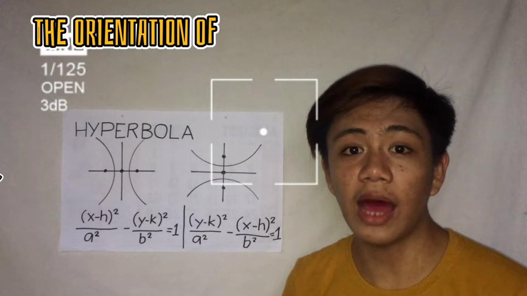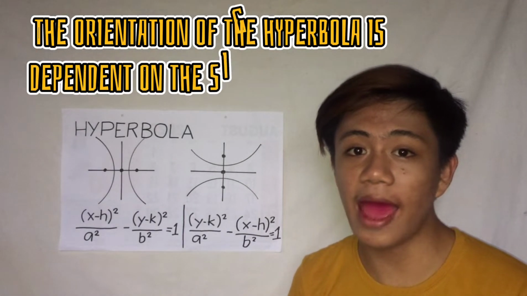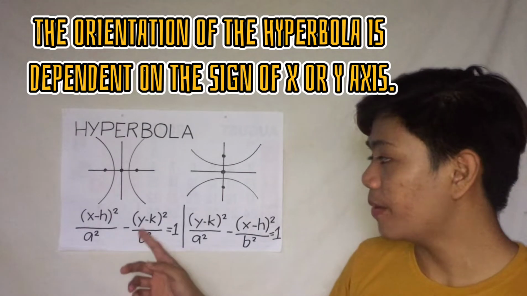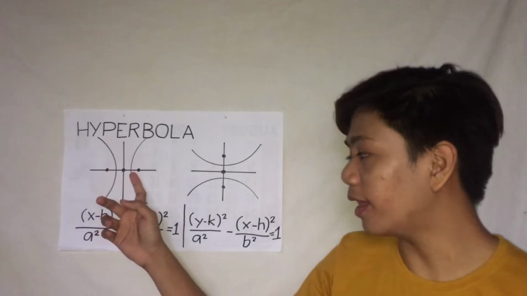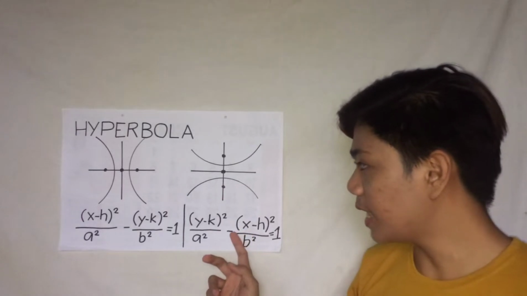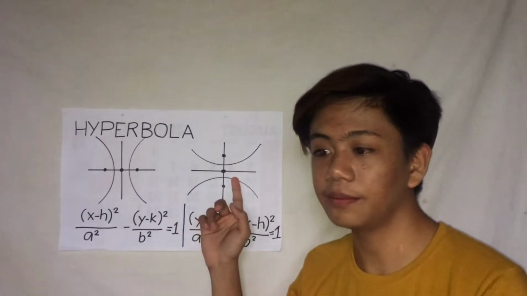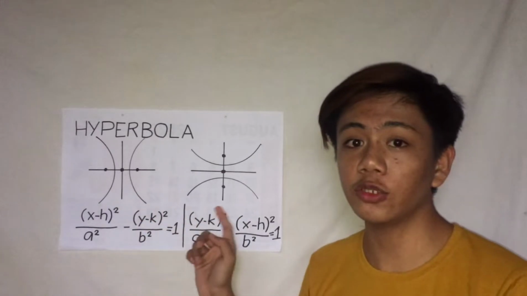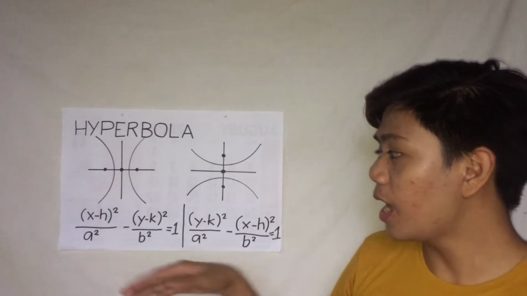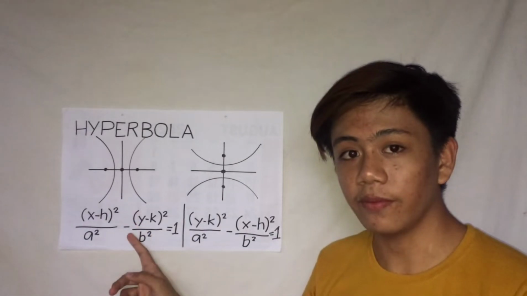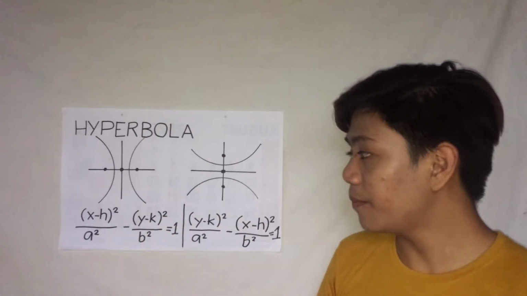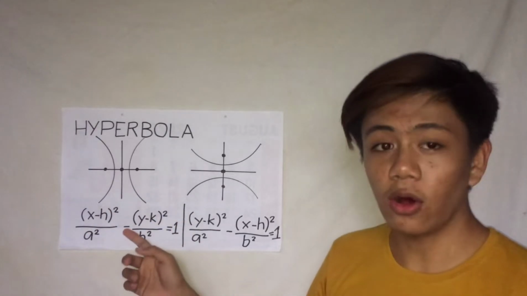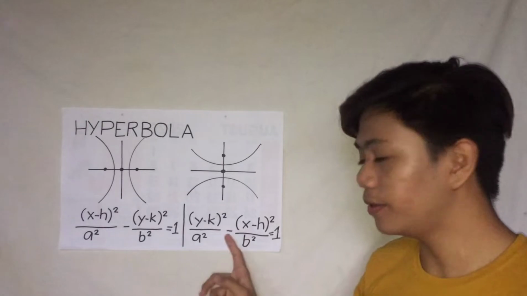The orientation of the hyperbola is dependent on the x or y axis. If the y is negative, it means it is horizontal, but when the x is negative, it is vertical. As we observe, this formula is similar to ellipse, but in the ellipse, the sign is positive. Always remember that here in hyperbola, the sign is always negative.